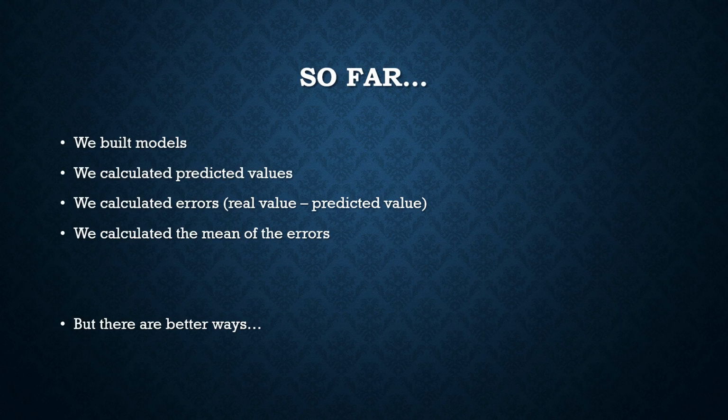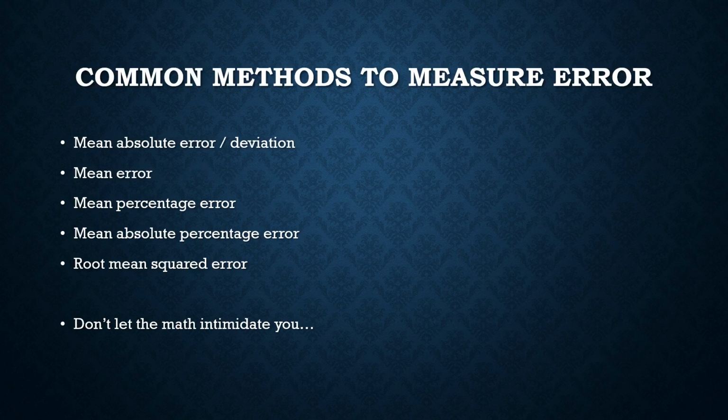So as I've indicated, we've built models, we've calculated and predicted values. We calculated errors, which is really taking the real value, the actual value, and subtracting the predicted value, and then we calculated the means of the errors. But there are better ways. So, common methods to measure error. We can use mean absolute error / deviation. We can use mean error, mean percentage error, mean absolute percentage error, or root mean squared error.